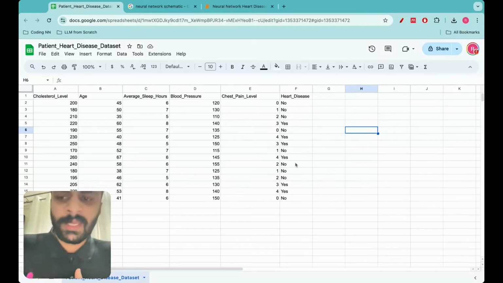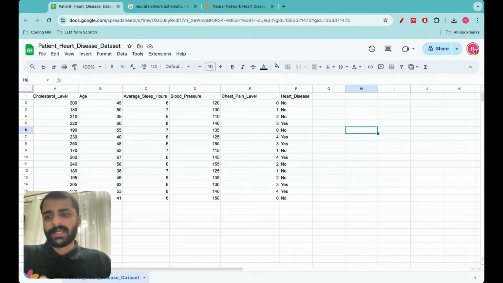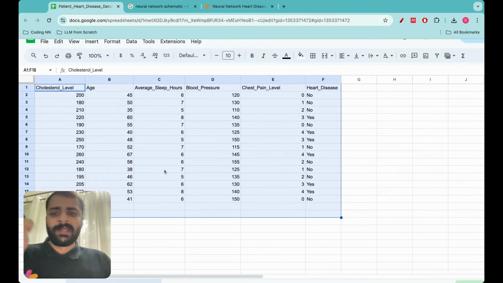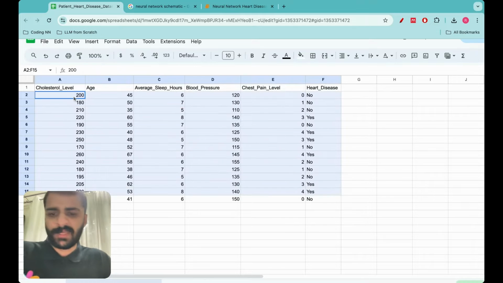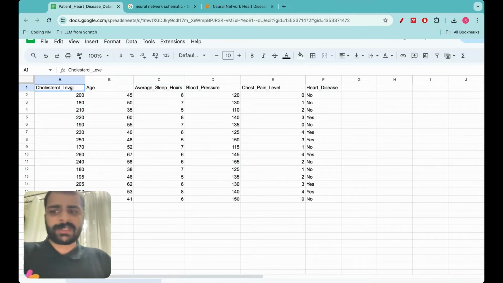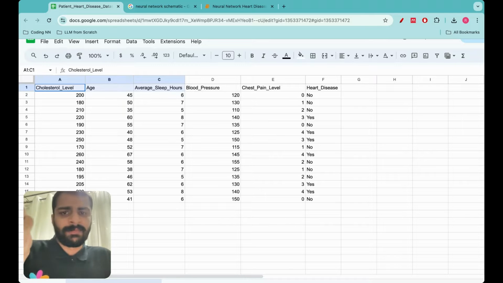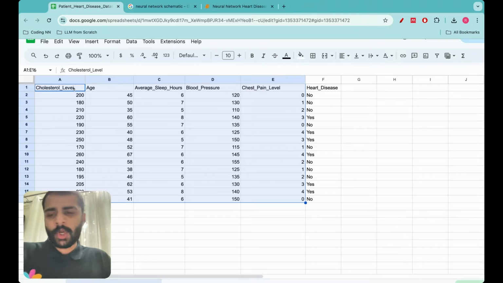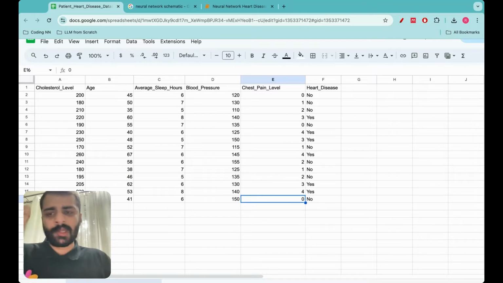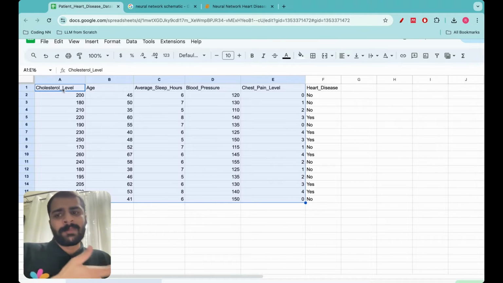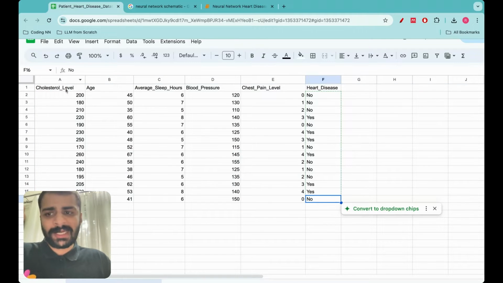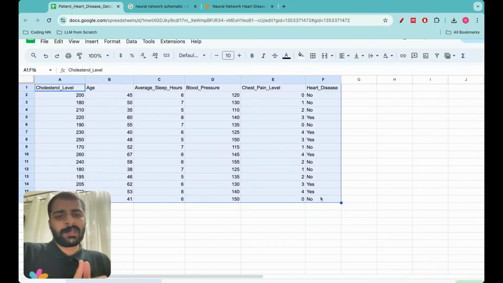So here's the problem. Imagine you have joined a company or an industry as a machine learning engineer, and the company tells you that, hey, we have partnered with a hospital and here's the data which we have collected from 15 patients. Here are the features such as cholesterol level, age, average sleep hours, blood pressure, chest pain level. Your objective is to build a machine learning model based on this data set so that we can predict whether the patient has a heart disease or not. Of course, this is a very simple data set, but I just want to illustrate a point here.